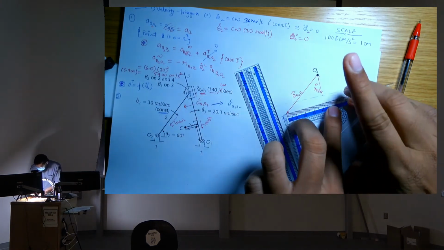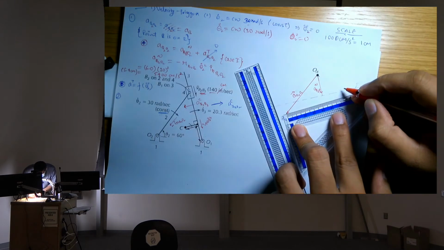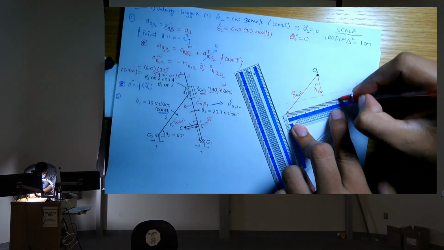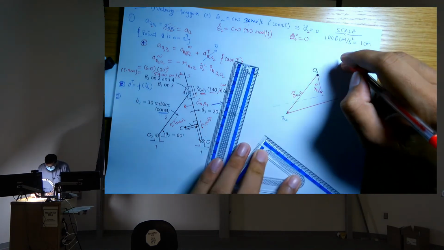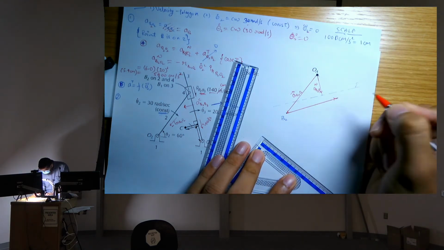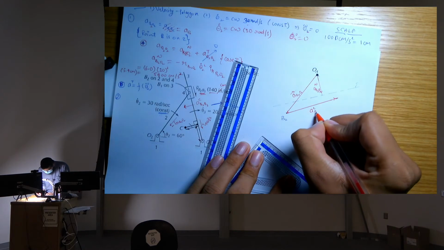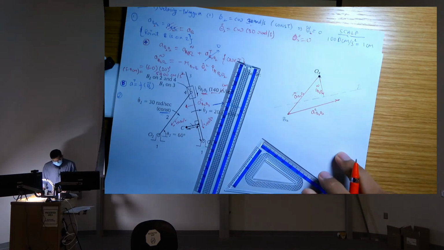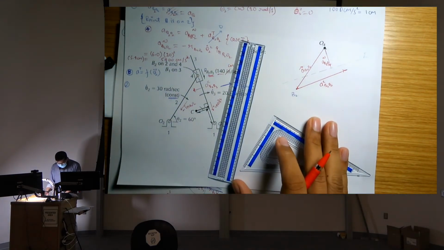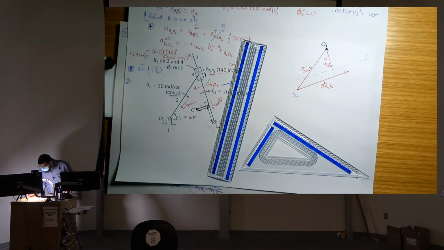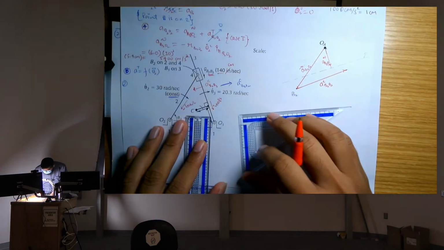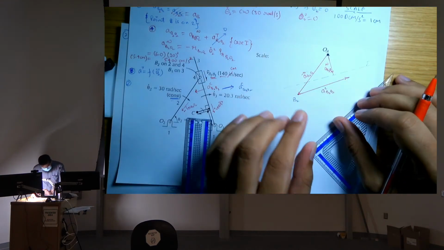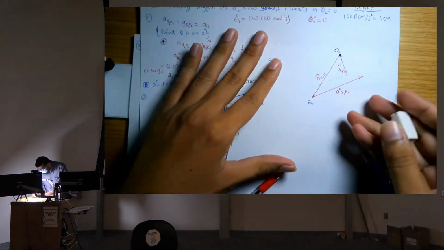So the number is 5.68. Okay. Now, where would be the sliding? This line is not parallel.